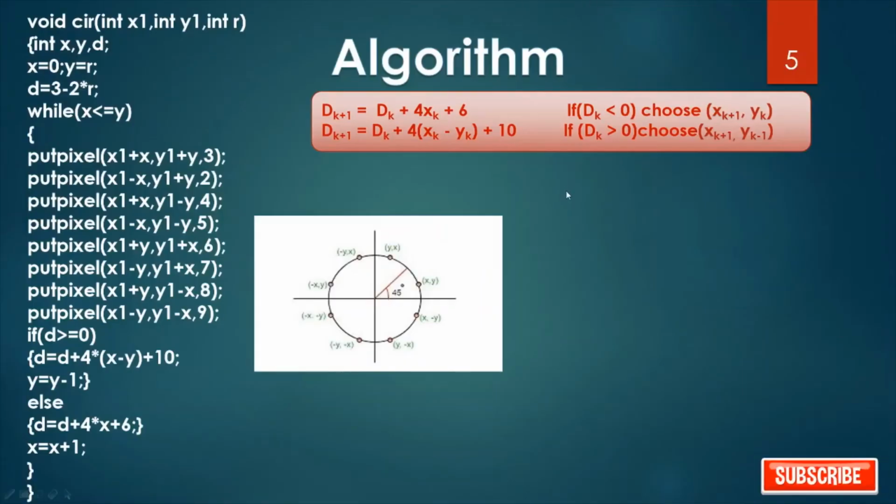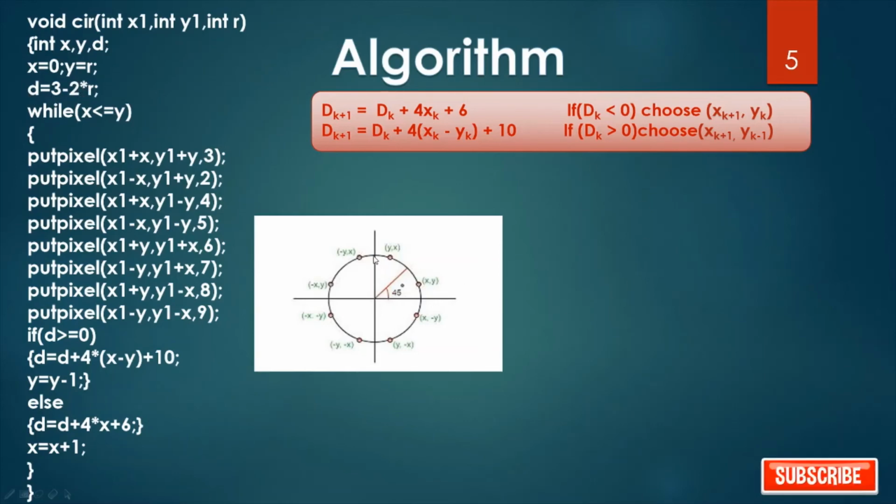Now, the algorithm for Bresenham's circle drawing. Here, I am writing a C function where the parameters I am passing are x1, y1 and r. Here, x1, y1 is the center of the circle and r is the radius of the circle. Now, declare three integer variables x, y and d. The starting coordinate is 0, r. See my cursor, from here I start. So I initialize x by 0 and y by r, and the initial decision parameter, we already learned, is 3 minus 2r. So d equals 3 minus 2r.